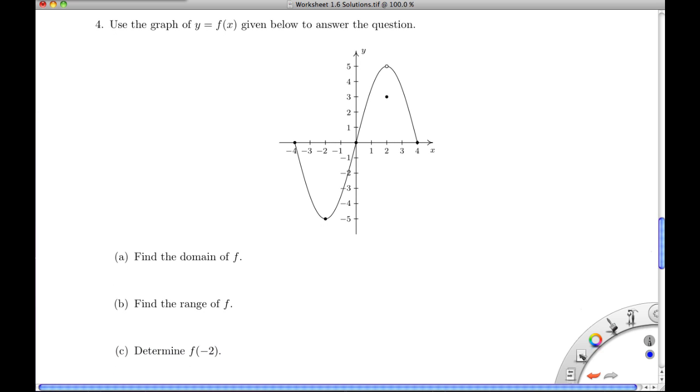Okay, so the last one we've got on this sheet is a bit of a doozy. But we're given a graph, excuse me, y is equal to f of x, and we've got a slew of questions that we need to answer. So let's go ahead and try and take these one by one. So for part A, we're asked to find the domain of f. So let's think about this.